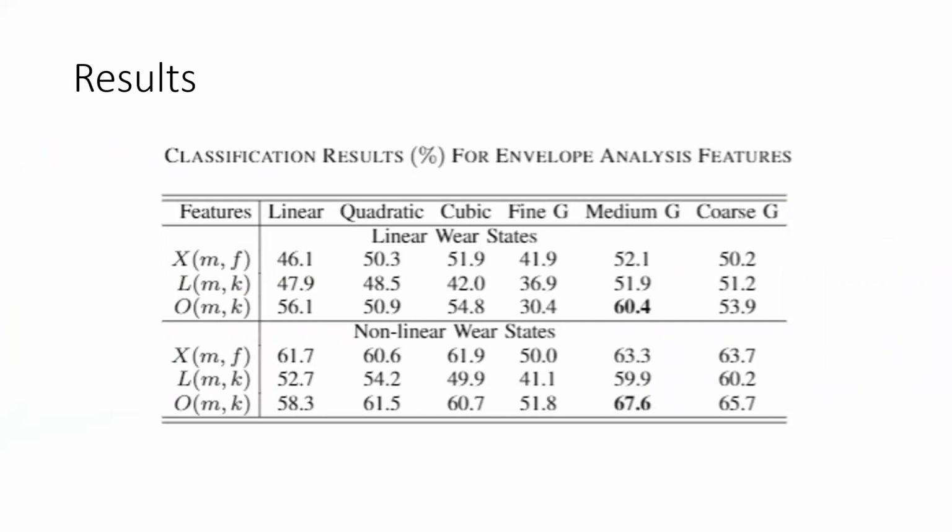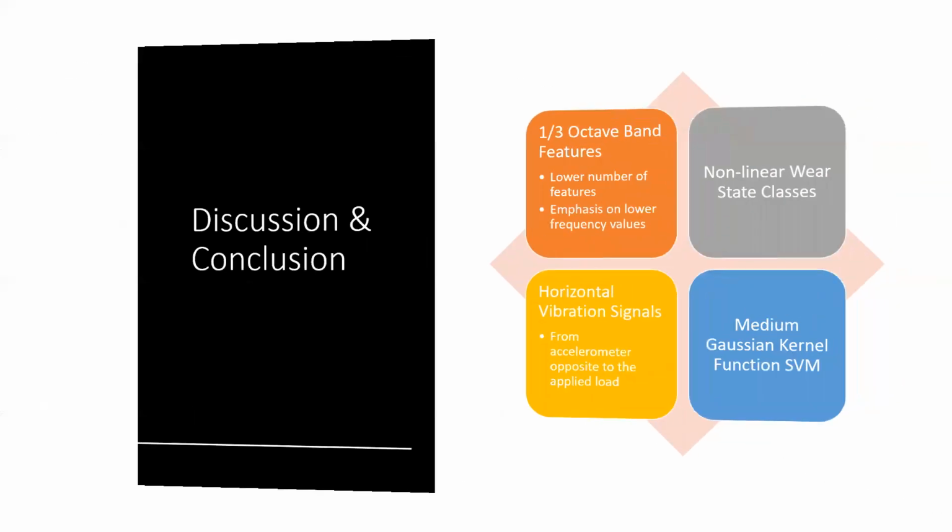The highest results for both the linear and non-linearly spaced classes was achieved by the 1/3 octave band feature set in the horizontally recorded signals using a medium Gaussian SVM kernel function. The highest overall accuracy score of this study of 67.6% is really impressive considering this is a multi-class problem with over 14,500 individual time samples to be classified.